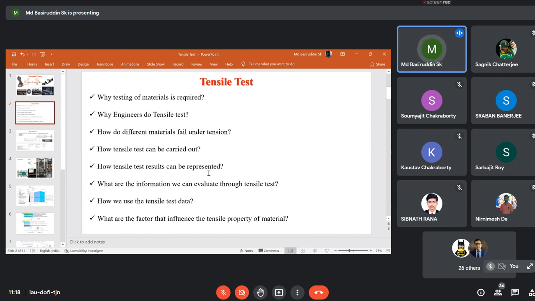For real examples, if you do a tensile test for aluminium samples and for high strength steel, you will find that the steel will show high strength, but aluminum will show high elongation, where the strength is relatively low as compared to the steel. So these are the things that we can know.